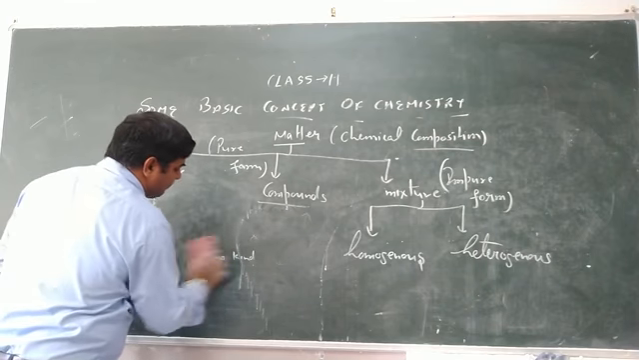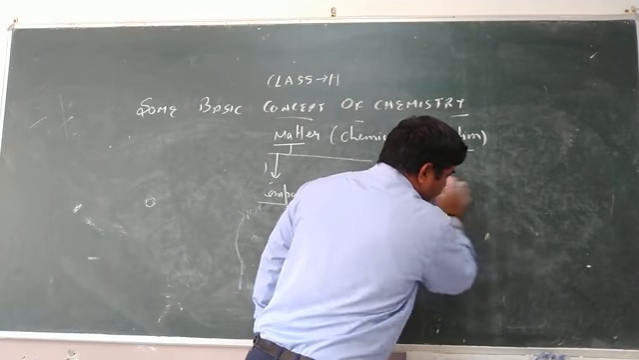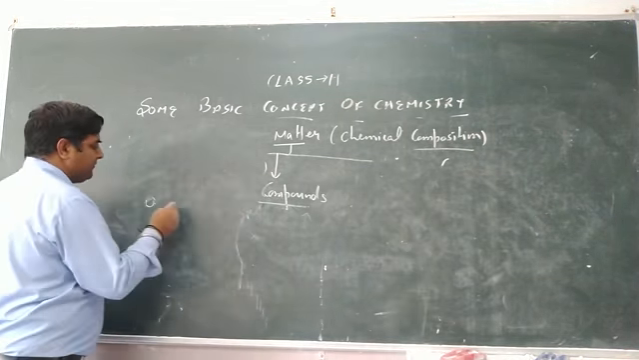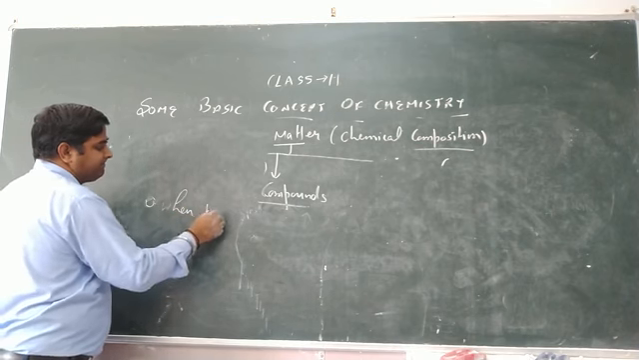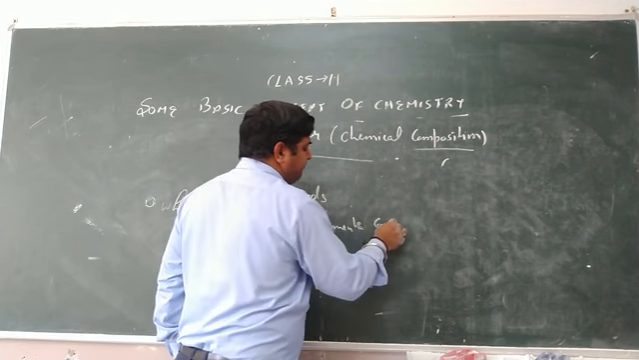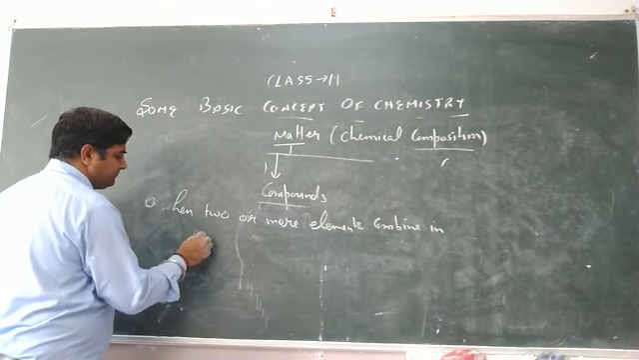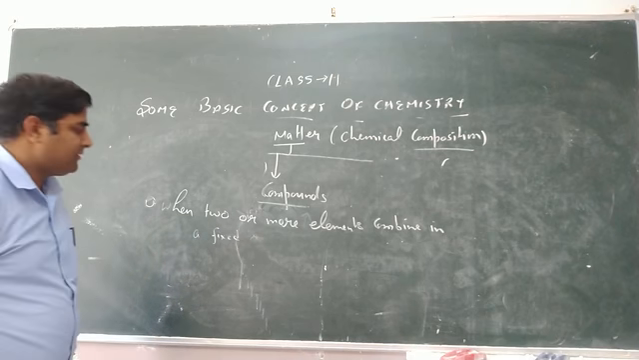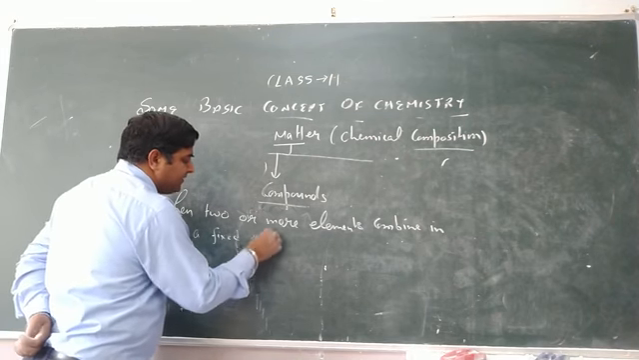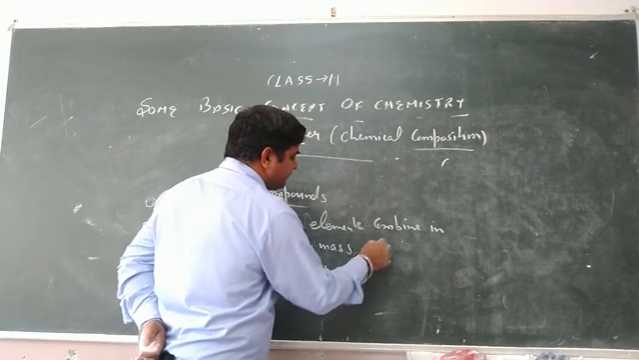So when we talk about compounds, and then we discuss mixtures. Compounds: when two or more elements combine in a fixed ratio by mass, we get a compound.